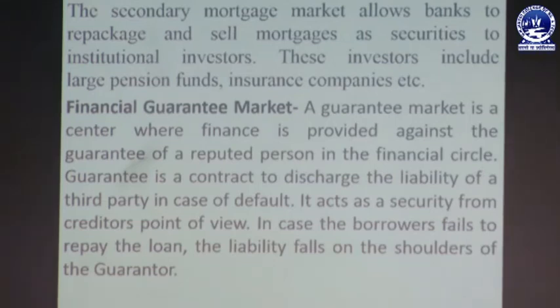The secondary mortgage market allows banks to repackage and sell mortgages as securities. Again that is repackaged by the bank or by the financial institution and sold as securities to the institutional investors. These investors include large pension funds and insurance companies. So when taking the loan, taking the securities in the form of a mortgage in the primary mortgage market, again that is repackaged and sold to the investors in the form of securities, basically to the institutional investors, and those institutional investors are called pension funds or insurance companies.